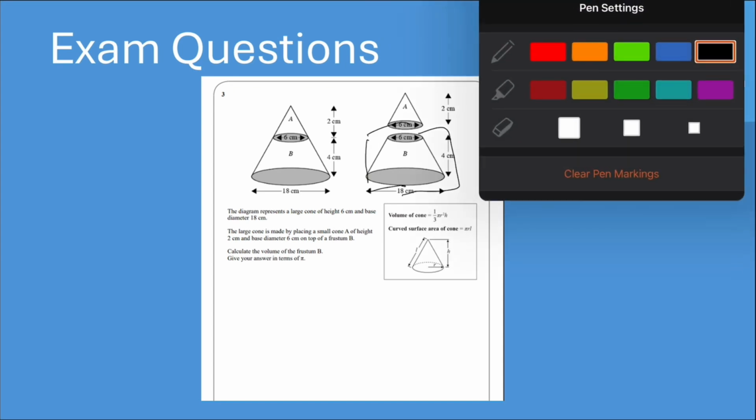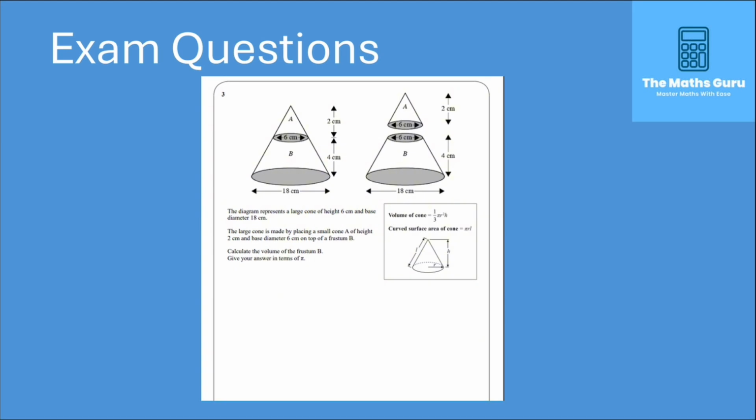So we know that A is put on top of B, right? So we need to work out our length scale factor. Our length scale factor is going to be timesing by 3. And I'll explain exactly how.